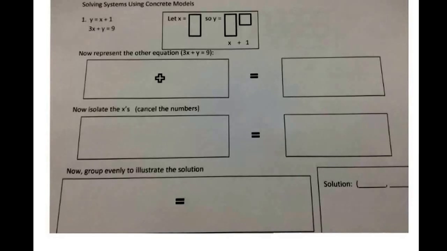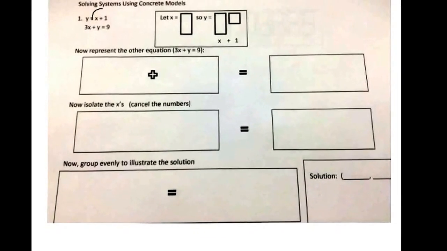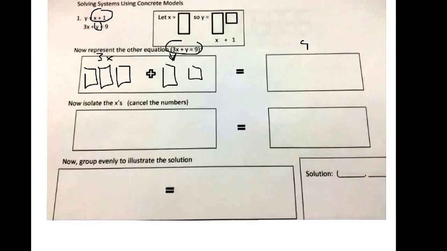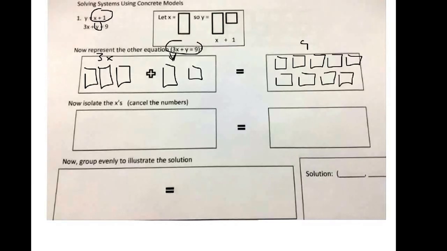Alright, so here's a whole problem that we're going to work through. We know that x plus 1 is equal to y. Okay, so what we're going to do is we're going to take this problem, 3x plus y equals 9, and we're going to model it with algebra tiles. So I've got to do 3x's on this side, and then I know that y is equal to x plus a 1. And then over here I have 9 singles. 1, 2, 3, 4, 5, 6, 7, 8, 9.